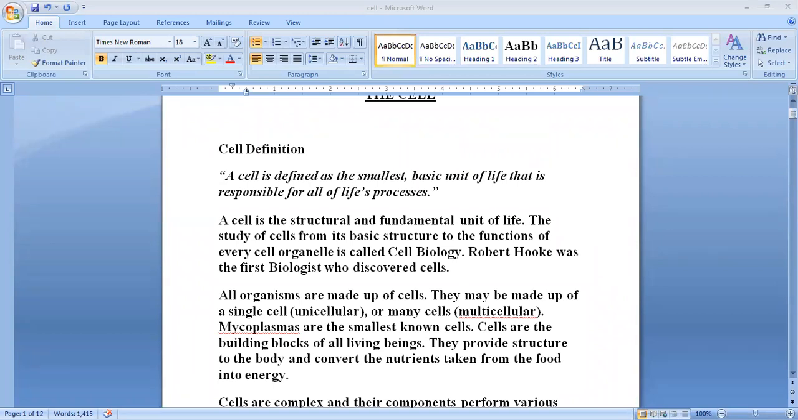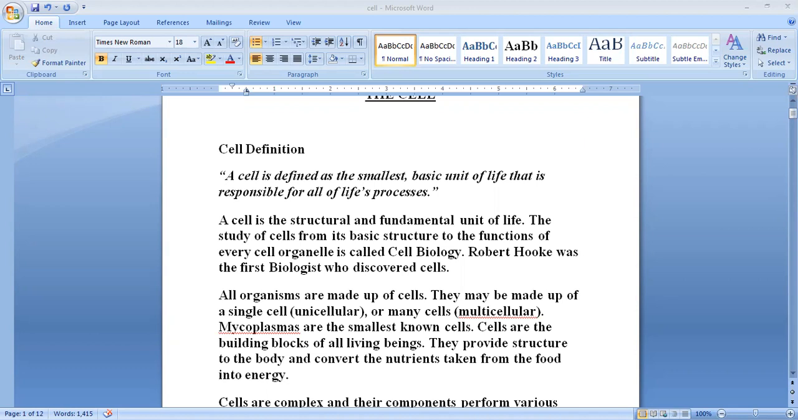Now, what is a cell? It is defined as the smallest basic unit of life responsible for all life processes. Now, we can say that the cell is the structural and fundamental unit of life. The basic structure of every cell and organelle which we study comes under cell biology. So cell biology is the study of cells.